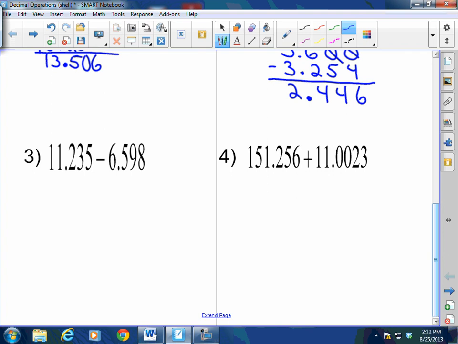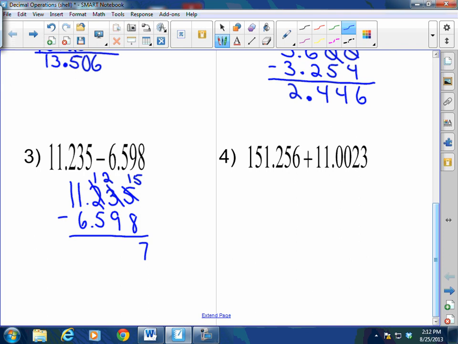Okay, let's continue. I've got 11.235 minus 6.598. Let's go ahead and line it up, please. So I've got 11.235 minus 6.598. Okay, I can't take 8 from 5, so I'm going to have to borrow. So it becomes a 2. That's a 15. So I've got 7. Got to borrow again, making that a 12, so that's 3. Got to borrow again, making that an 11, so that's 6. Please drop down the decimal. Don't forget about that. Got to borrow again, making that a 10, so that's 4. 4.637.